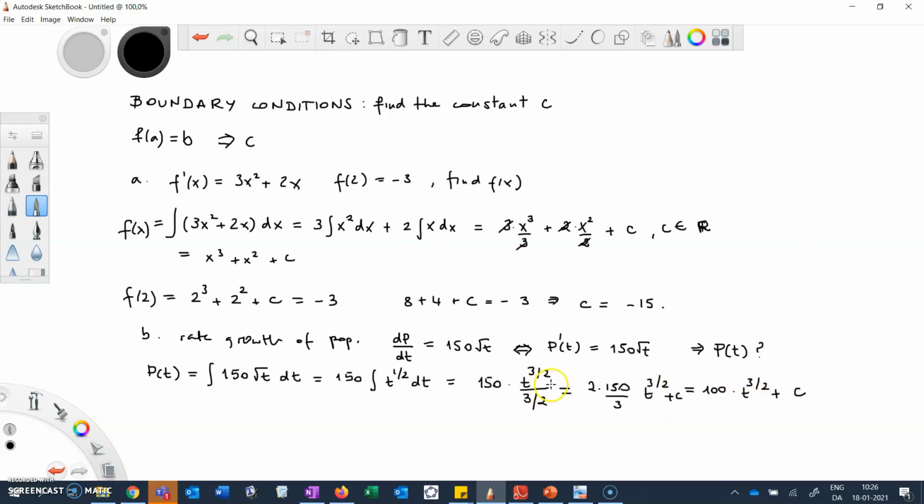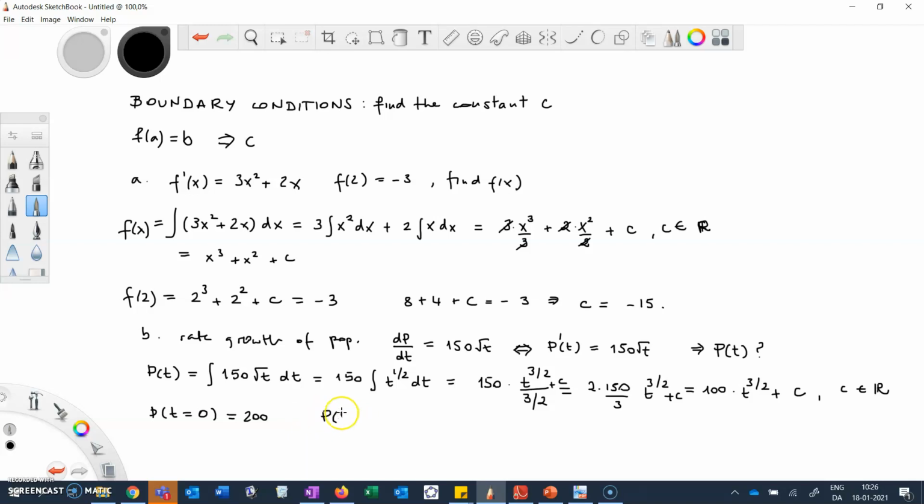So actually I have to add it here, where the constant, as we know very well, belongs to the real numbers. But what if the problem tells me that the initial population was 200 fish? Well, it means that I will have a condition for the original time, so the time equals 0 gives 200. And then in this case, of course, I can find out what c is. So I have to put 0 in for t.